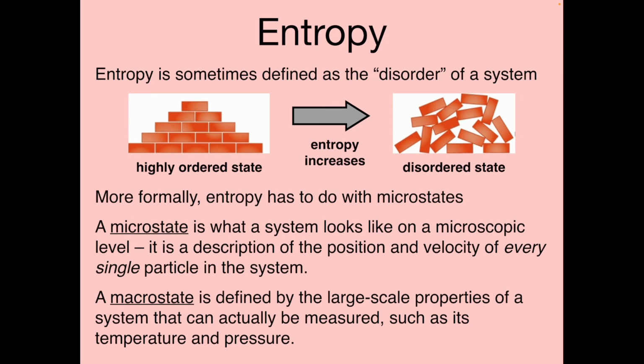So what I can know is the macrostate of the system. So the macrostate is defined by the large scale properties of the system that we can actually measure, things like the temperature of the system and the pressure. So that's the difference. Microstate, that's what it looks like on a microscopic level. It means we know exactly where and exactly how fast every particle is moving. The macrostate is a little bit less detailed than that. It's just what can we measure on the large scale, like temperature and pressure.